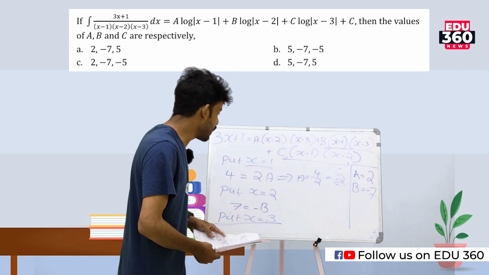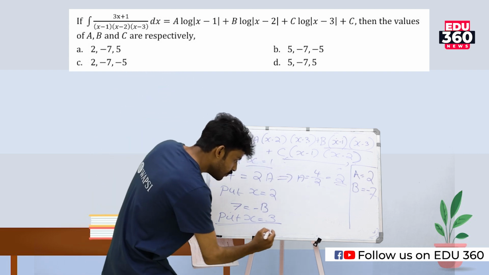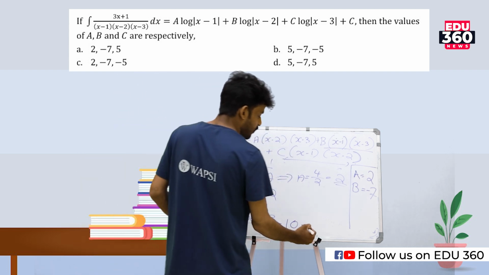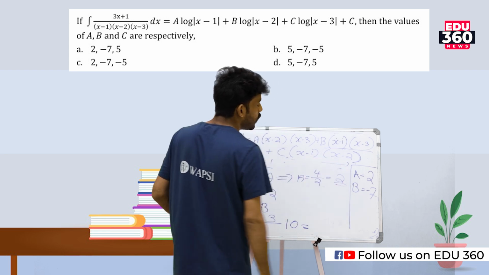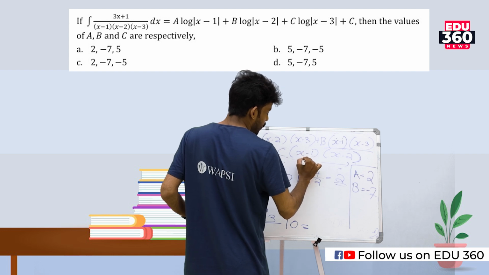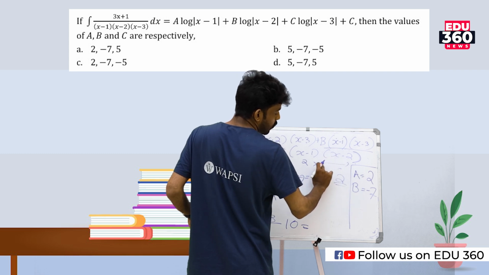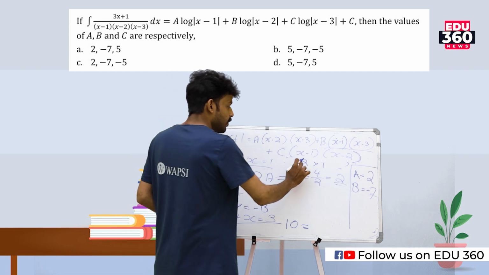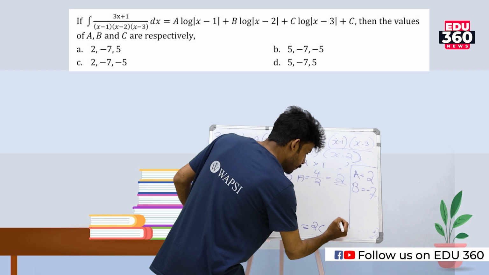Only C is remaining. So we can write x is equal to 3 means 3 into 3, 9 plus 1, that is 10. So simply we can write 10 is equal to, this is the LHS. What about the RHS? On x is equal to 3, 3 minus 1, that is 2. While we are substituting x is equal to 3, it will become 2, and here 3 minus 1, 2. And here 3 minus 2 is equal to 1. So hereafter we can write 2 into 1, 2, so that is 2C. Therefore C is equal to 5.